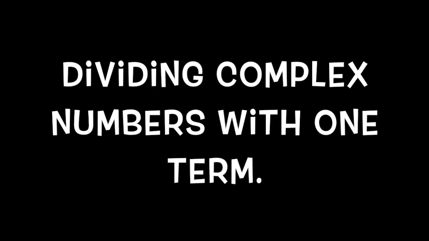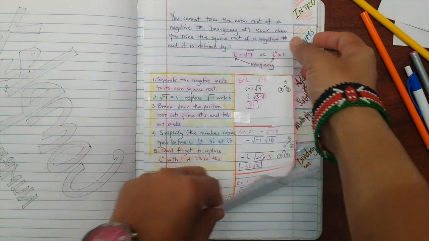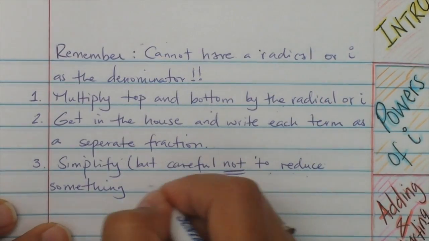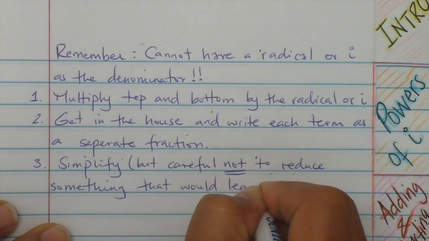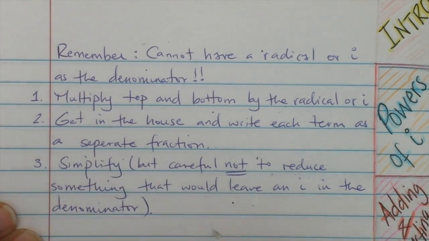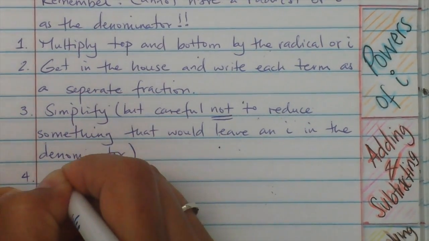Alright, so we're going to take a look at dividing complex numbers with one term in the denominator. This is what your book should look like so far. Now we're going to divide with one term. Pause the video and copy this down, because it's going to disappear in a second. Pause, copy it down. Then we'll write down the second half of it.